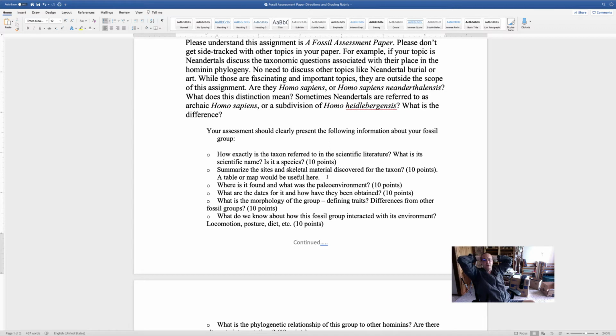Where is it found and what was the paleoenvironment? Past environmental setting. Was it drier? Was it jungle? How was that paleoenvironment? How do we discern the paleoenvironment? Was there pollen data? Is there geological data that informs us about that?